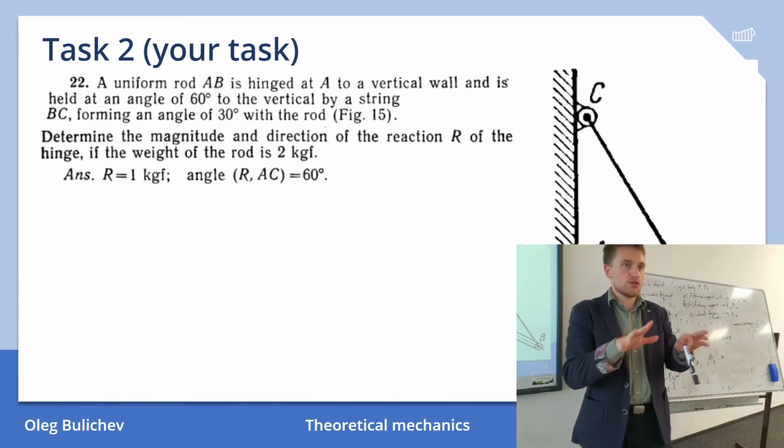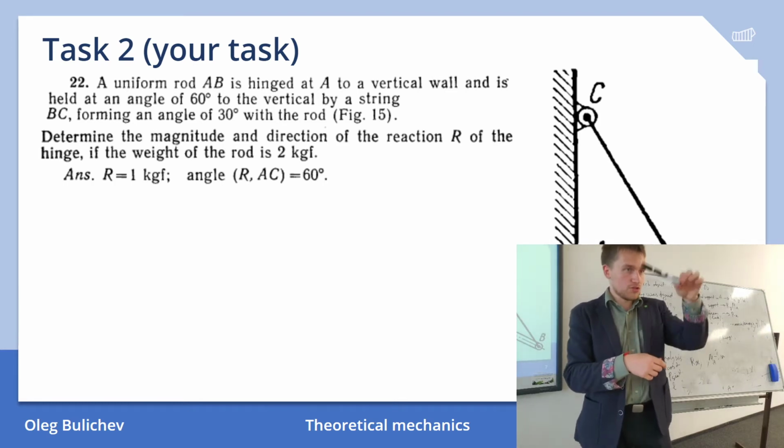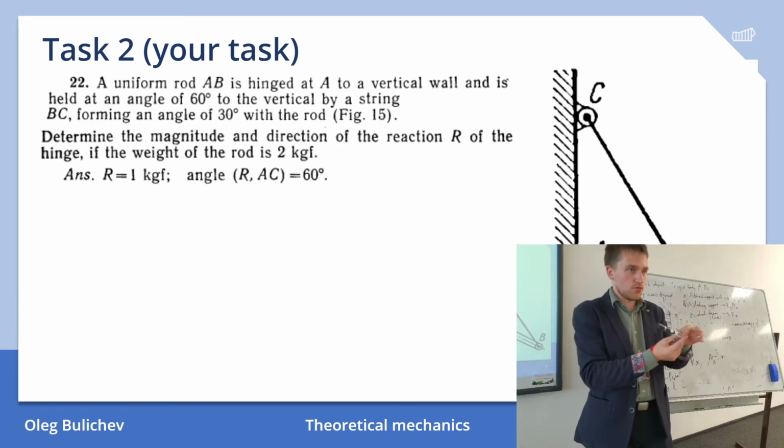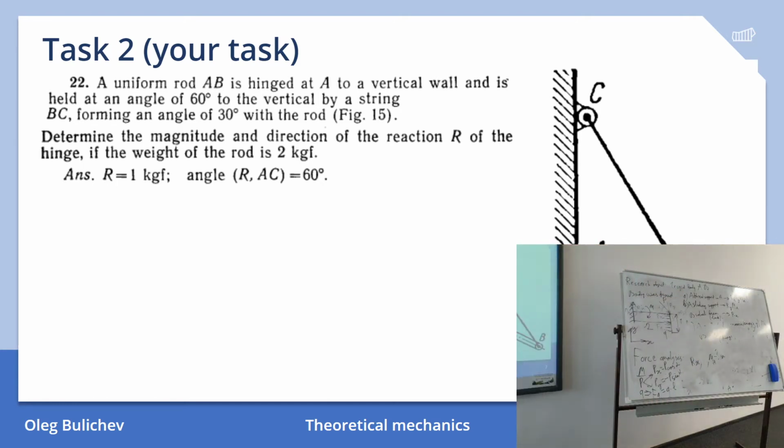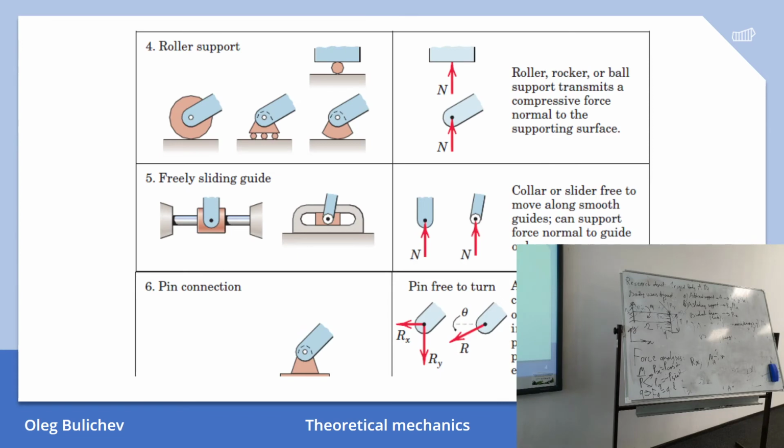Of course, we're not considering friction. But the pin cannot move in this direction and this direction. It cannot move. So we have Rx and Ry. When we're talking about reaction like this, we are talking about linear motion. If we are talking about torque, we are talking about angular motion.